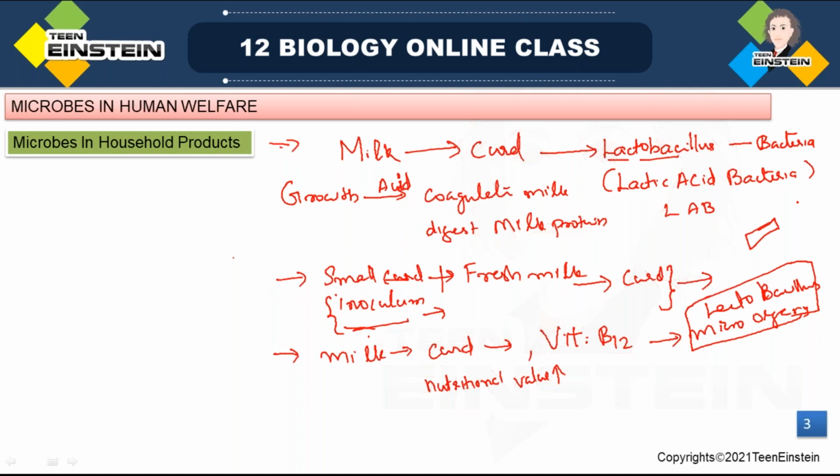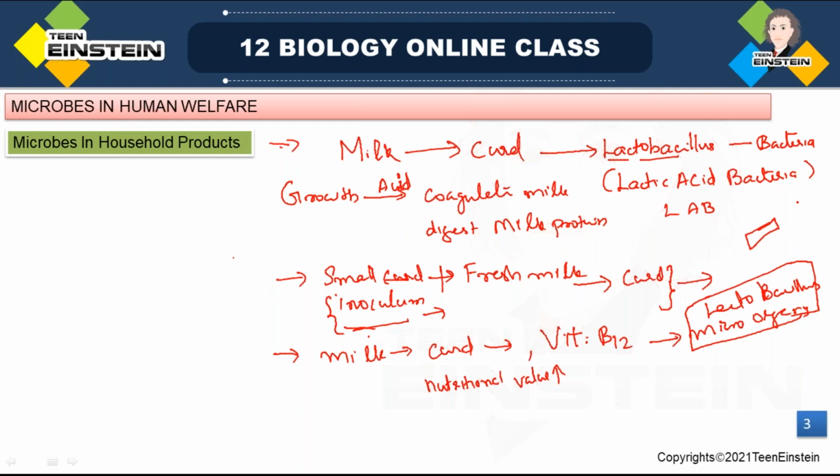This lactobacillus is a bacteria, and when it is growing in the milk, a little bit of curd is added as an inoculum, which has thousands and millions of these lactobacillus bacteria. That is a lactic acid bacteria that belongs to the lactic acid bacteria group. So when that little small curd is added to fresh milk, it will have a kind of acid which can coagulate the milk and digest the milk protein. That will partially digest the milk protein.